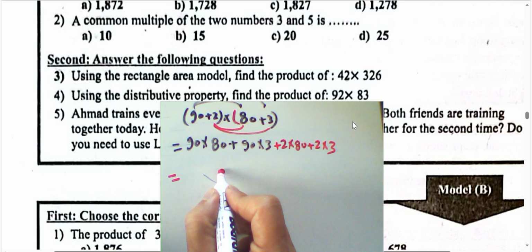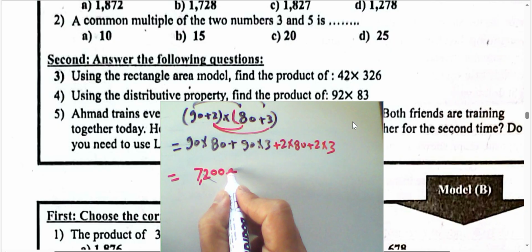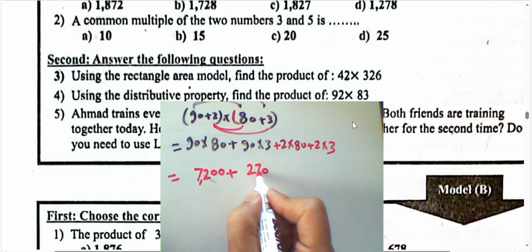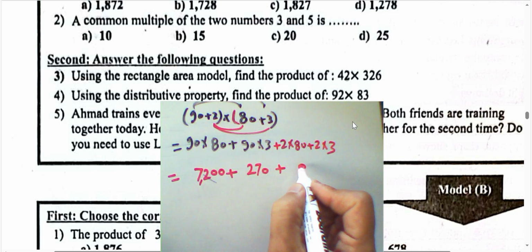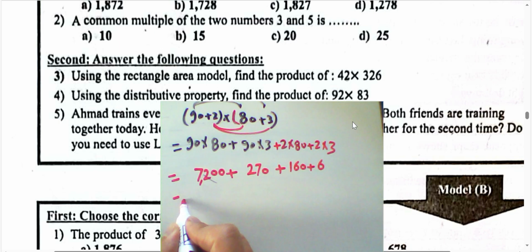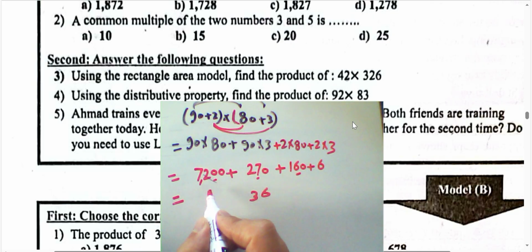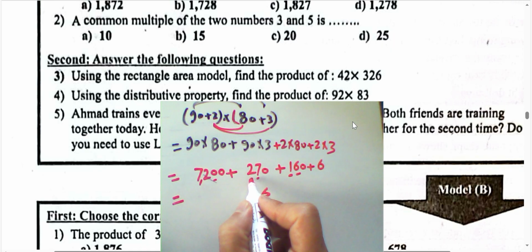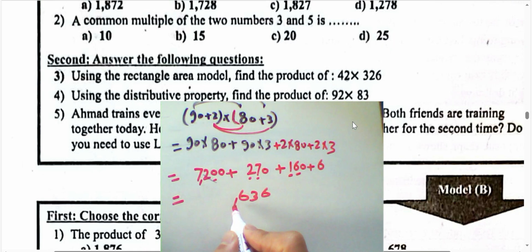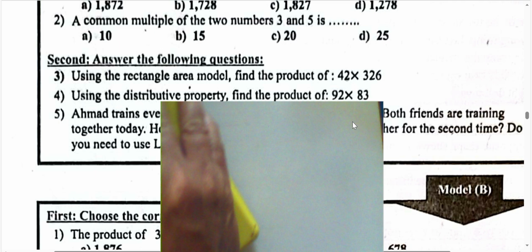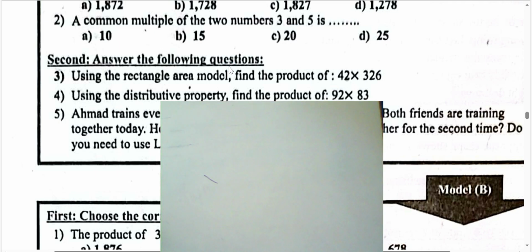90 times 80, right, double 0, 8 times 9 equals 72. 3 times 90, right, 0, 3 times 9 equals 27. 2 times 80, right, 0, 2 times 8 equals 16. And 2 times 3 equals 6. 6 plus 0 equals 6. 6 plus 7 is 13, write 3 and carry up 1. 1 plus 1 is 2. 2 plus 2 is 4. 4 plus 2 equals 6. And then write 7. Then the product of 92 by 83, the result here will be 7,636.